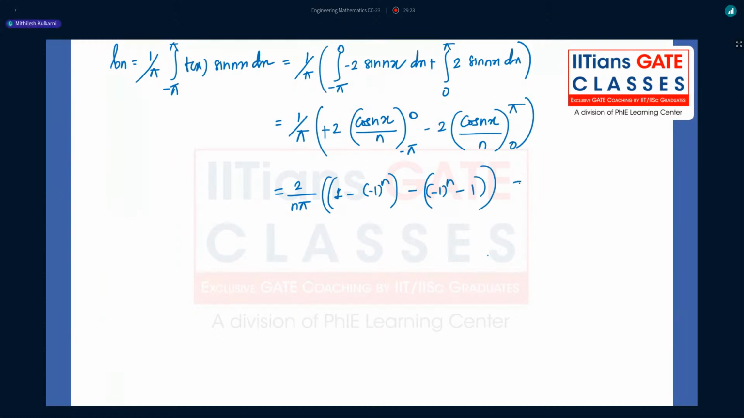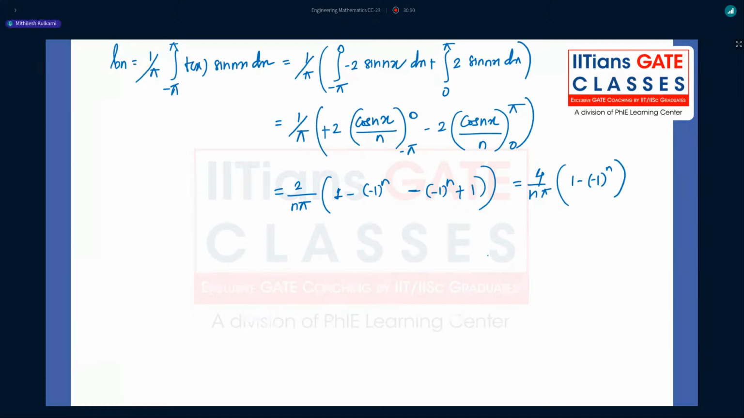So if we further simplify it, what we'll get is 2 by n pi times 2 into minus 1 raised to the power n, because if this minus sign goes here, it will become minus, this will become plus. So 1 plus 1 is 2, and minus 2 times minus 1 raised to the power n. So I can take 2 common again, and I'll write it as 4 divided by n pi times 1 minus 1 raised to the power n. So this is a simplified form of it. So we got bn here.